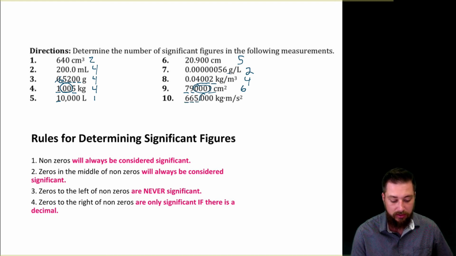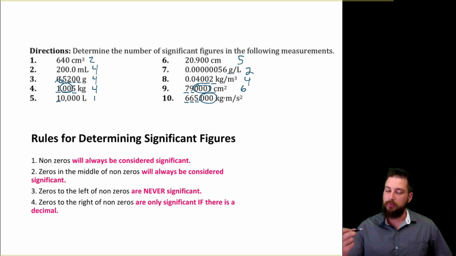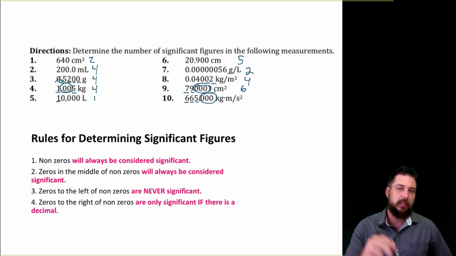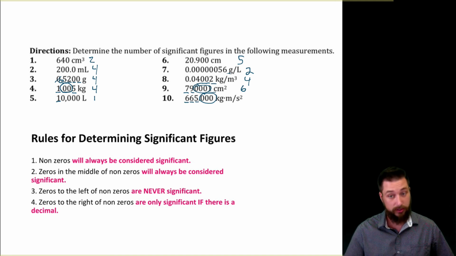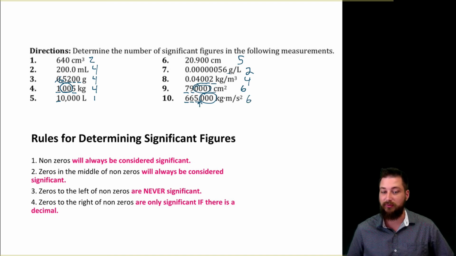And then this last one, we've got 1, 2, 3. And then these zeros are to the right of the numbers, which means that if there is a decimal, that means they are significant. There is a decimal, it's right there. And so that means they're significant, which means we have 6 significant digits.